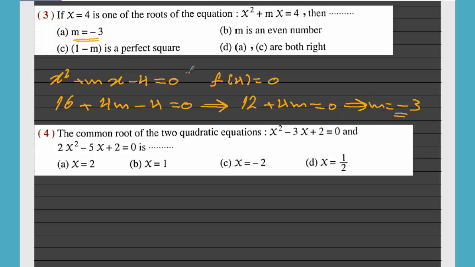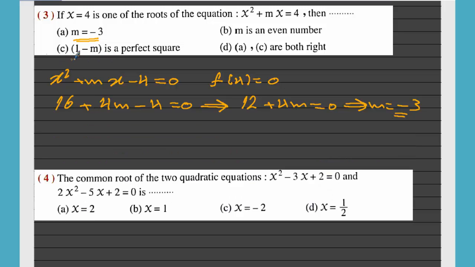But we must complete. Why? When we substitute m equals negative 3 in C, 1 minus m, we get 1 minus negative 3, which equals 4.